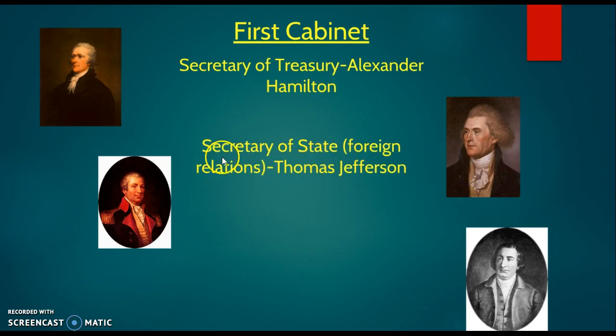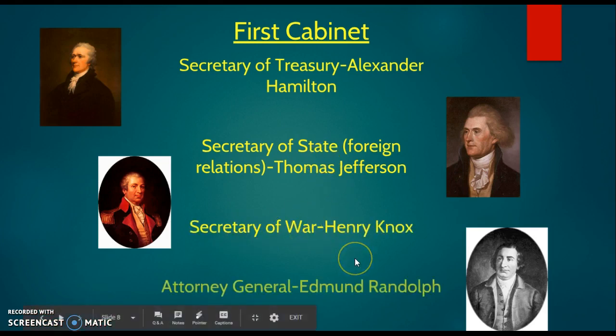Thomas Jefferson was good with dealing with foreign countries. He was named Secretary of State. Henry Knox was the Secretary of War. And the attorney for the United States, or lawyer, the Attorney General, is Edmund Randolph.